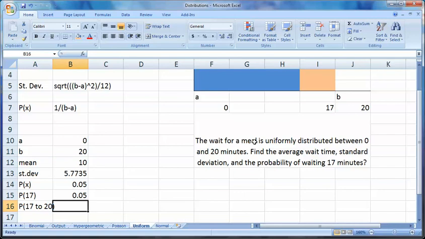So, equal sign, 20 minus 17 times 0.05. I'll just type it in this case to show the numbers. Basically, we're just finding the area of this box. And enter. So we have a 15% chance of waiting 17 minutes or longer for a meal at this particular restaurant. The next video is going to be looking at the normal distributions.